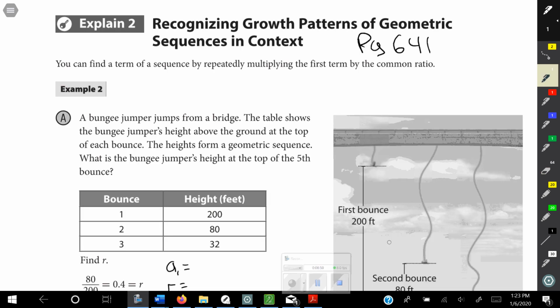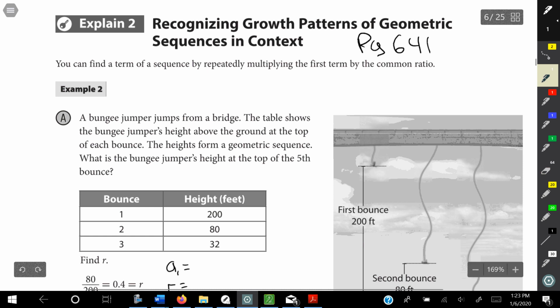Okay, here we've got a real world problem, and what we want to do is be able to recognize growth patterns of a geometric sequence in context. So here we've got somebody who's a bungee jumper. It says a bungee jumper jumps from a bridge. The table shows the bungee jumper's height above the ground at the top of each bounce. The heights form a geometric sequence. What is the bungee jumper's height at the top of the fifth bounce?